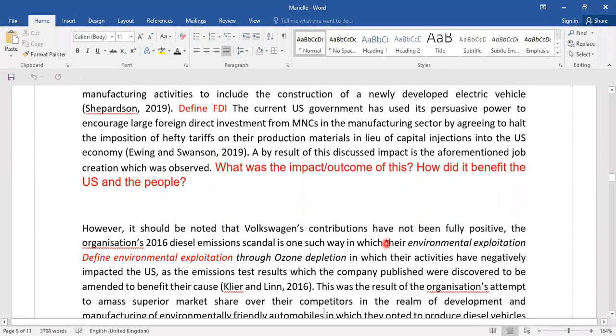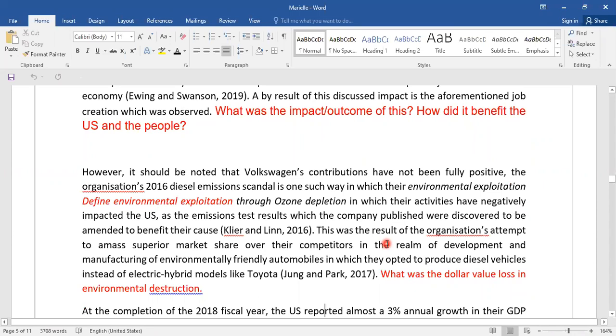Let's move on to the negative discussion. However, Volkswagen's contributions have not always been positive.